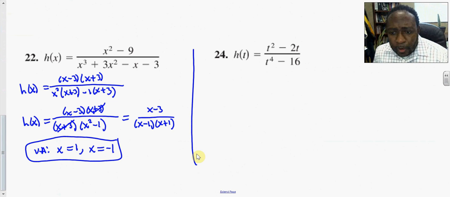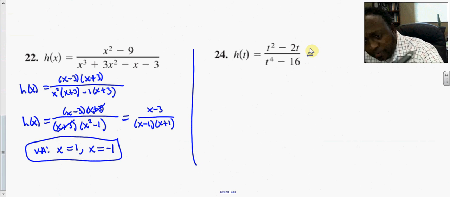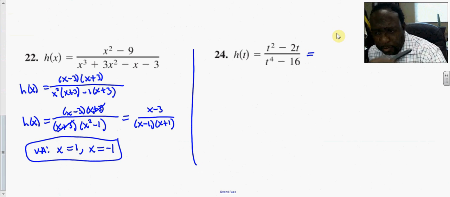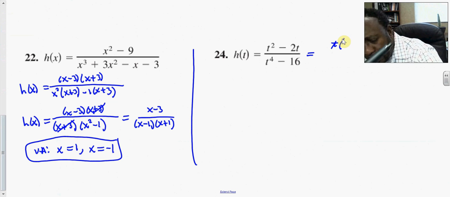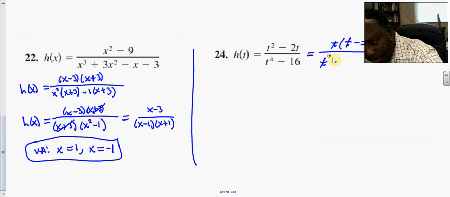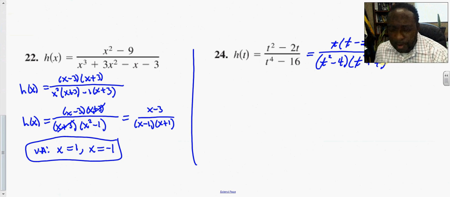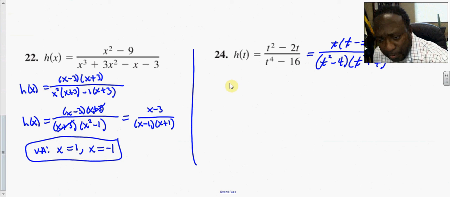All right. Look at this next one. We can factor the top and the bottom. The top is t times t minus 2. Then the bottom is t squared minus 4 times t squared plus 4. We can't factor the t squared plus 4, but we can factor the t squared minus 4.